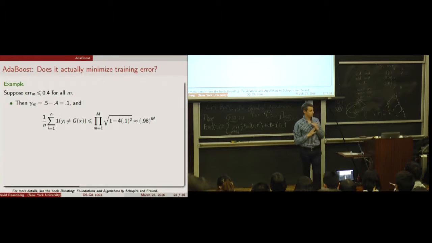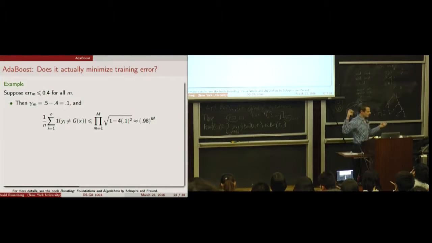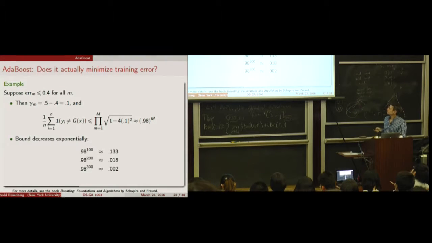0.98 is bad. If we only run for one round, that's not a good bound at all. But if we multiply 0.98 against itself many times, that thing goes to zero. So if we run for 100 rounds, the bound is 0.133. 200 rounds, 0.018. Okay. So the upper bound decreases exponentially quickly.